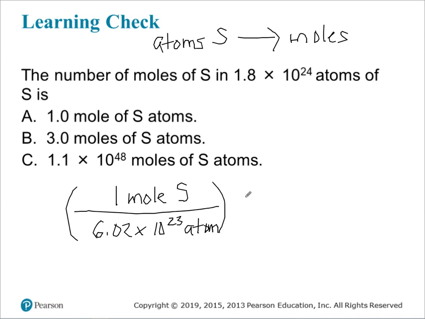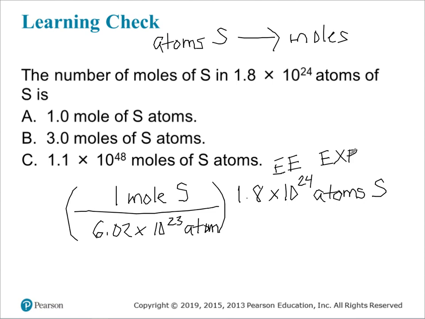So we use this conversion factor along with our given information that we have 1.8 times 10 to the 24th atoms of sulfur. What you're going to put into your calculator is the 1.8 times 10 to the 24 divided by Avogadro's number. And again, make sure that you use that EE button. Some calculators may have EXP, but most nowadays have an EE button, and you may have to hit second function and then EE. So if you're still having trouble with using your calculator, let me know.